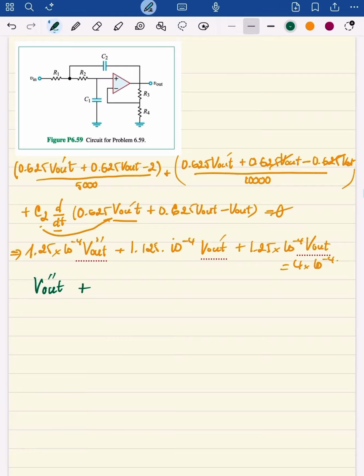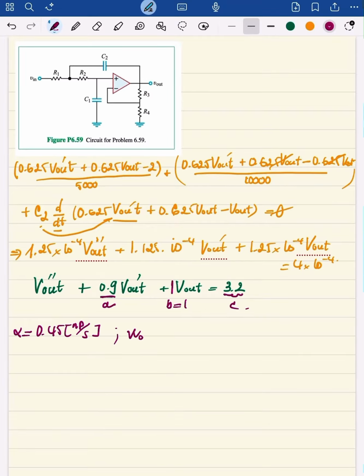Plus 0.9 VL prime plus VL equals 3.2. And you can easily see that this is A, B, and this is my C. So now I can determine alpha is A over 2, that's actually 0.45, and my omega naught is going to be the square root of C, it's actually 1 radian per second. This lets me know how damped our circuit is, right? Because alpha is less than omega naught, I know that it's underdamped.